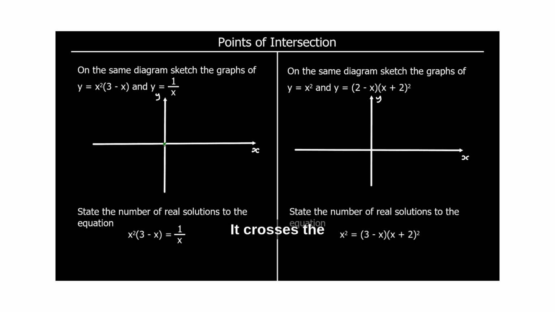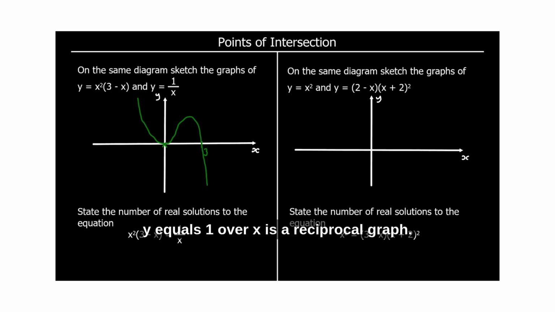It crosses the x-axis when y equals 0. So if y is 0, either x squared has to be 0, so that's 0, or 3 minus x has to be 0, and that is 3. The x squared, the 0, is a repeated root, so it's going to come down, just touch at 0, go back up, and then back down through 3.